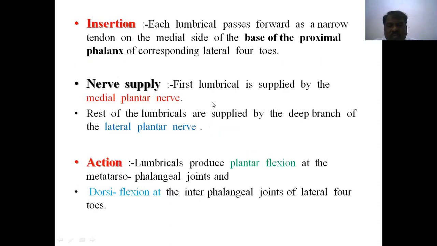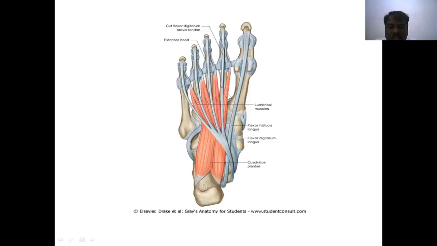Next is the nerve supply. The first lumbrical is supplied by the medial plantar nerve. The remaining are supplied by the lateral plantar nerve. The action of these lumbricals is plantar flexion at the metatarsophalangeal joints and also dorsiflexion at the interphalangeal joints. So there is a dual action here. See here, the first lumbrical is unipennate; the second, third, and fourth are bipennate. The first lumbrical is supplied by the medial plantar nerve, the remaining by the lateral plantar nerve.